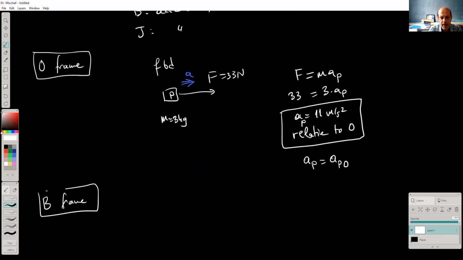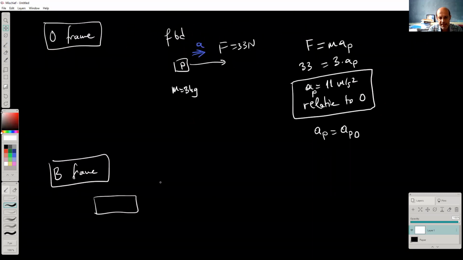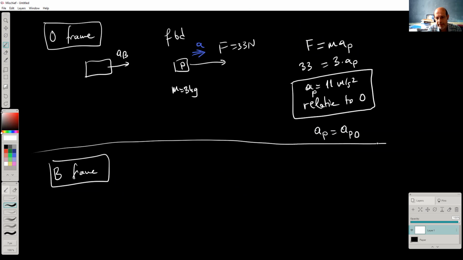So from the bus frame, let's just remember that the bus was actually moving towards right. Let me draw this in here. Sorry about that. So in the O frame, the bus was accelerating towards right. Within the bus frame, the free body diagram is going to look like this.